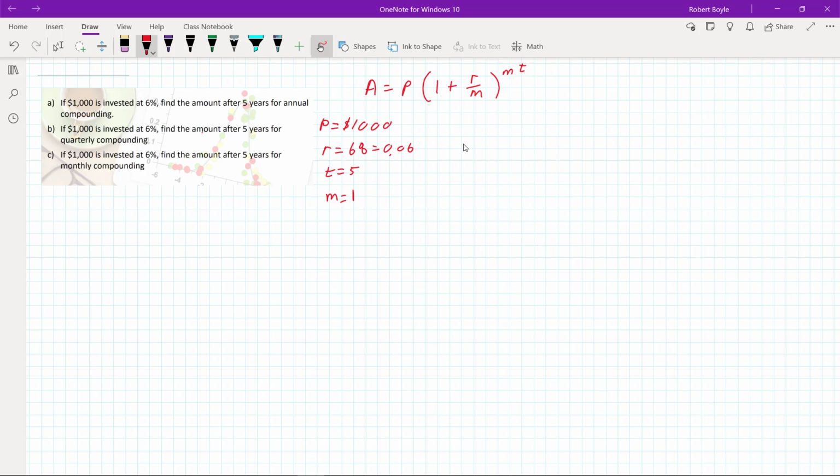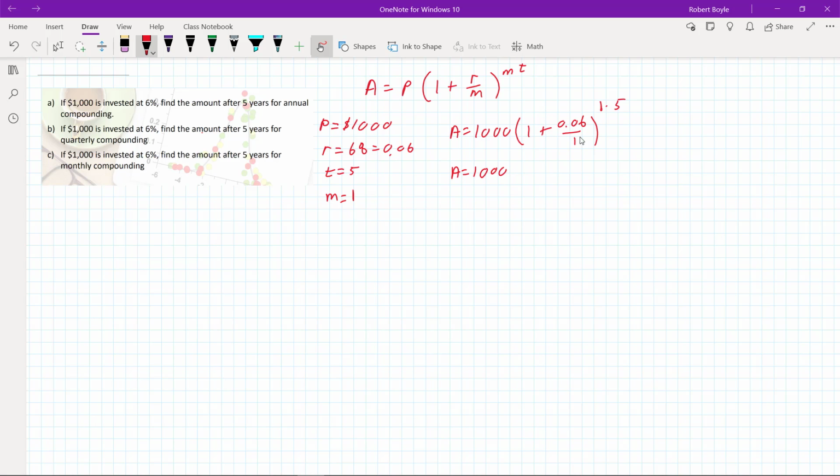And so we can just go ahead and substitute all this stuff into our equation. And that will be that A is equal to 1,000 times 1 plus 0.06 divided by 1 raised to the 1 times 5 power, because remember T is 5. And now simplifying this, we will have that A is equal to $1,000.